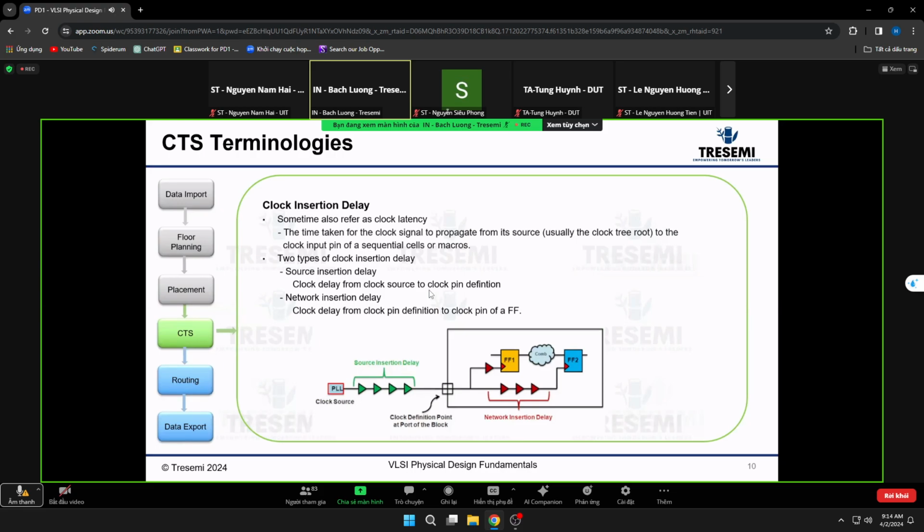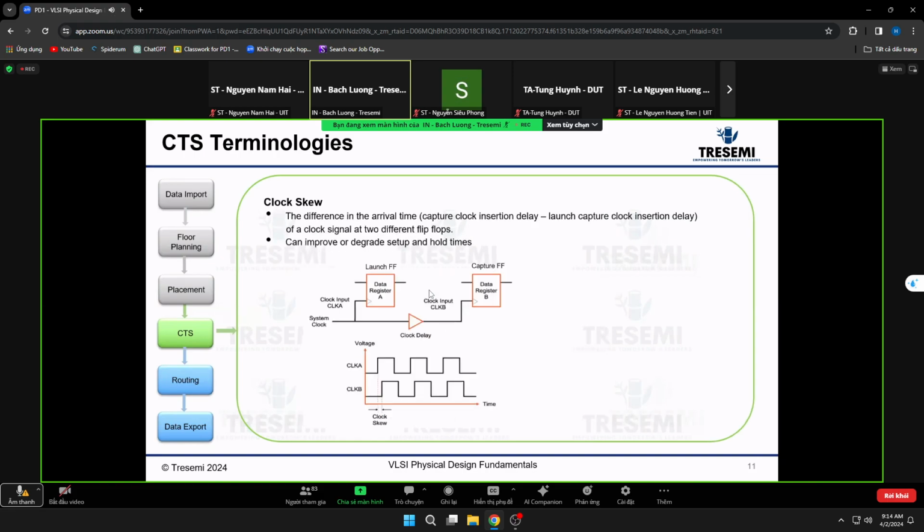Okay, I'll stop here. Any questions or any inputs from the other instructors? Okay, so these are the key terms. You need to understand this because in clock tree synthesis, you hear a lot about clock insertion delay, how it's measured. Okay, so there's no question coming. I'll move on to the next one.